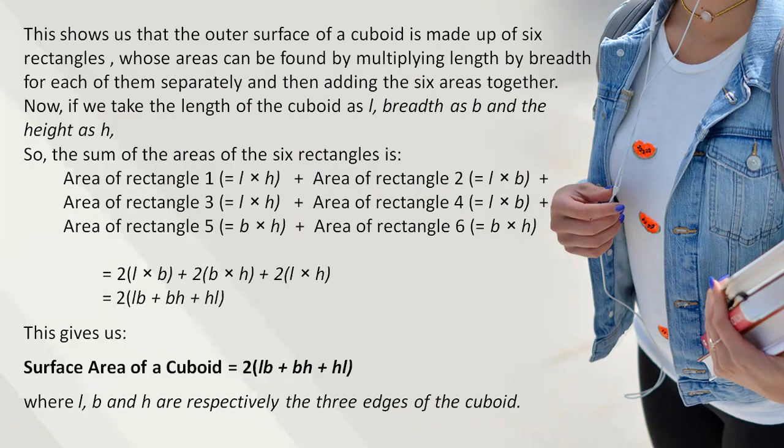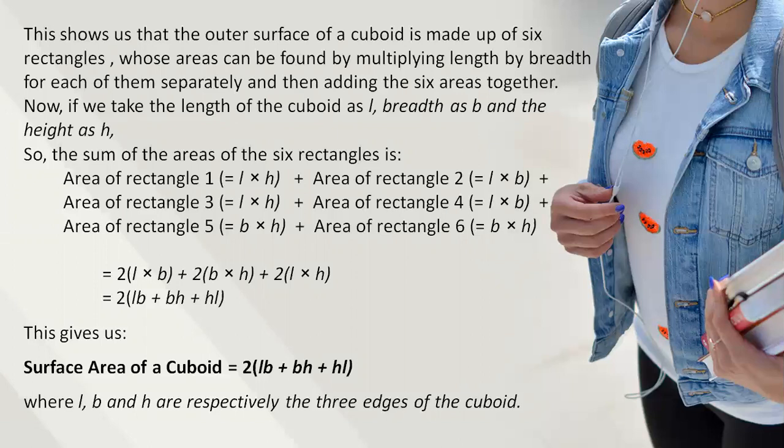This shows us the outer surface of the cuboid, and it is made up of 6 rectangles whose area can be found by multiplying length by breadth of each of them separately and then adding the 6 areas together. Now if we take the length of the cuboid as L, breadth as B and the height as H, the sum of the areas of these 6 rectangles is area of rectangle 1 plus area of rectangle 2 plus area of rectangle 3 plus area of rectangle 4 plus area of rectangle 5 plus area of rectangle 6.